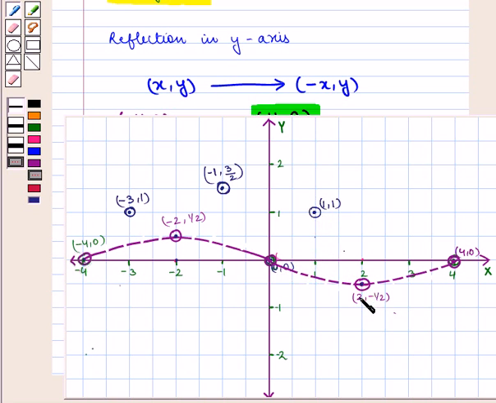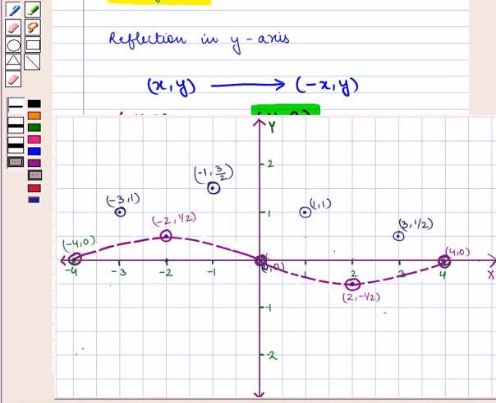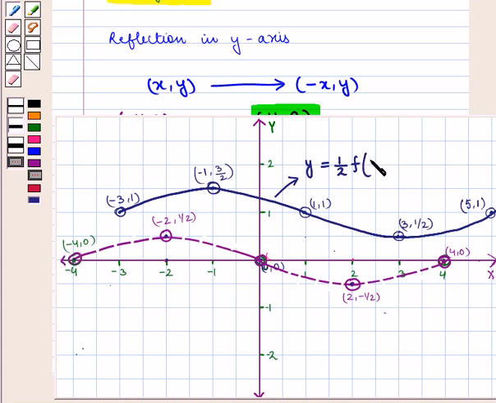Similarly, when we move this point with coordinates (2, minus 1 by 2) one unit right and one unit up, we reach this point with coordinates (3, 1 by 2). Similarly, when we move this point with coordinates (4, 0) one unit right and one unit up, we reach this point with coordinates (5, 1). Now, we join these points to obtain a freehand curve, and this is the final curve after all the transformations. And the equation of this curve is y is equal to 1 by 2 into f of minus of 1 by 2 into (x minus 1), the whole plus 1.